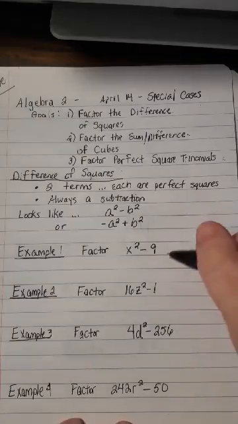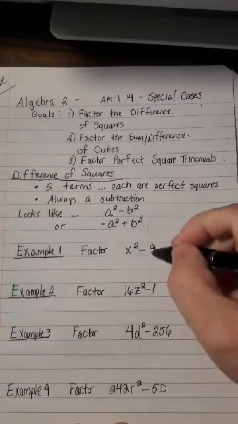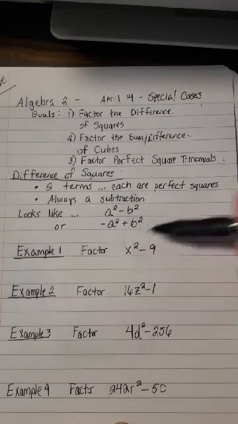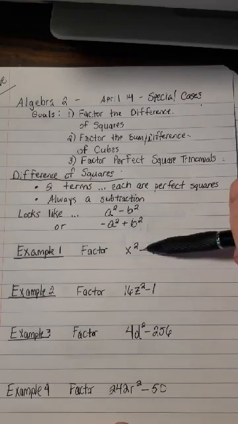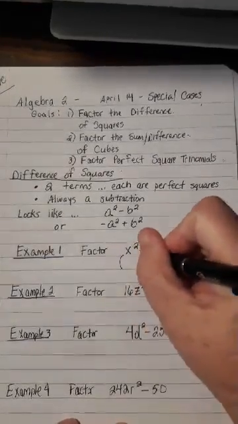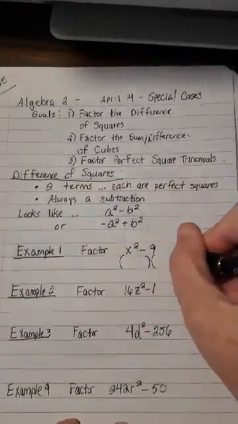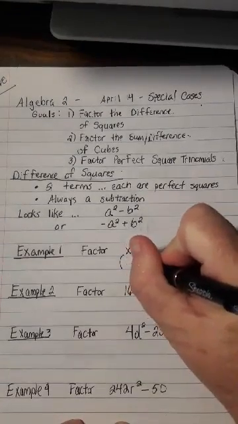So, on this first one, x squared minus 9, you need to recognize that x squared is a perfect square, 9 is a perfect square, and we are subtracting. So that means it's automatically going to go into two parentheses. The binomials are going to look exactly the same, except one's going to have a plus and one's going to have a minus.